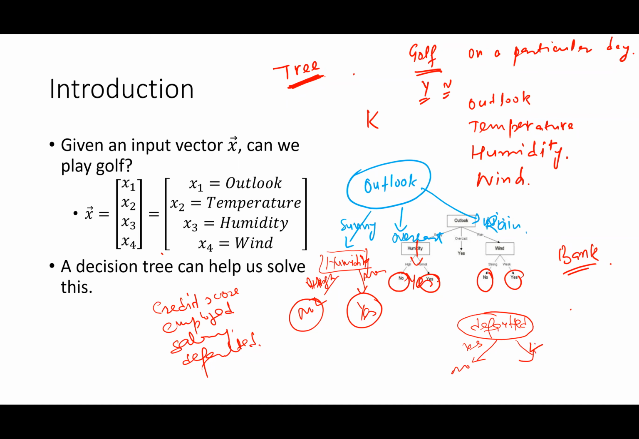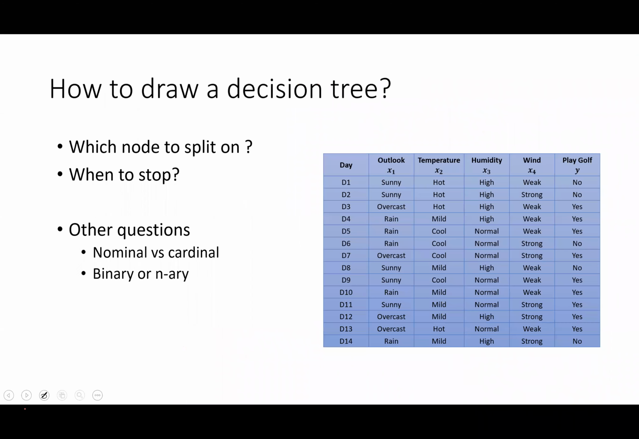But if he has not defaulted, then we might want to see what his credit score is. If his credit score is low, then we might want to see whether he is salaried or not. But if his credit score is high, then we might want to see whether he is employed currently or not. So these are the different ways in which we can come up with a decision tree, and that decision tree will help us finally classify our examples. Fine. So that was the introduction.